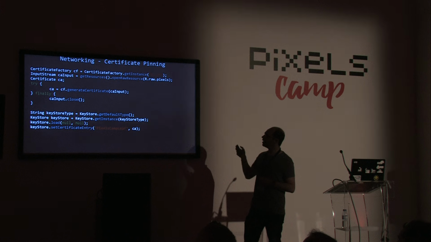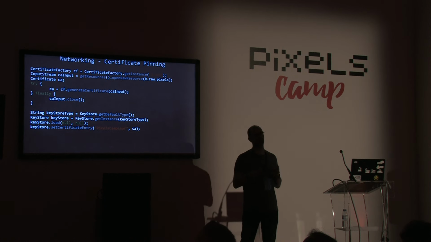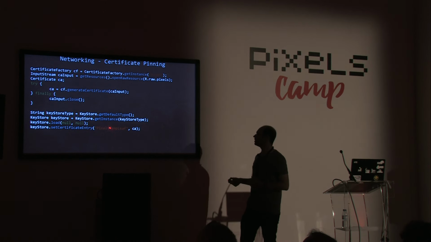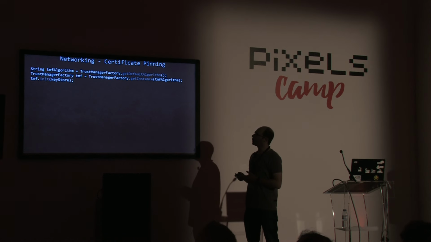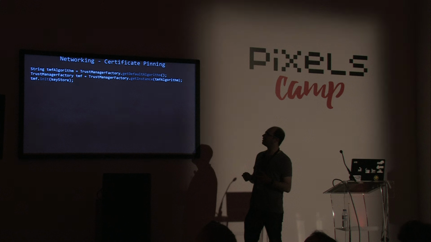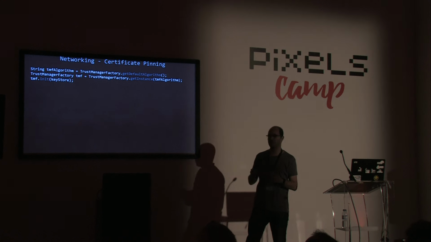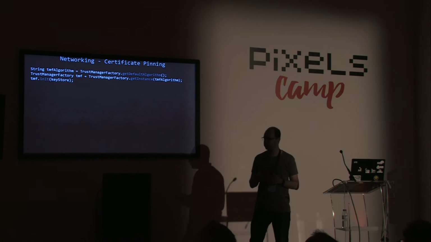Next, we are going to create a key store object that is going to store the certificate. Here, I'm creating an alias for it called pixels camp list certificate. Next, we are going to create a trust manager factory, similar to the previous example where we basically did nothing and it was going to invalidate. In this case, this trust manager factory is going to trust only that certificate that we imported.